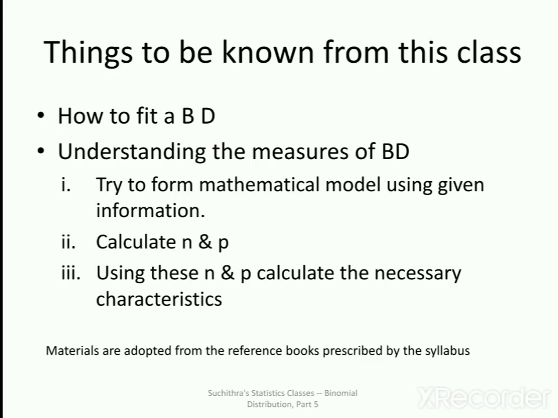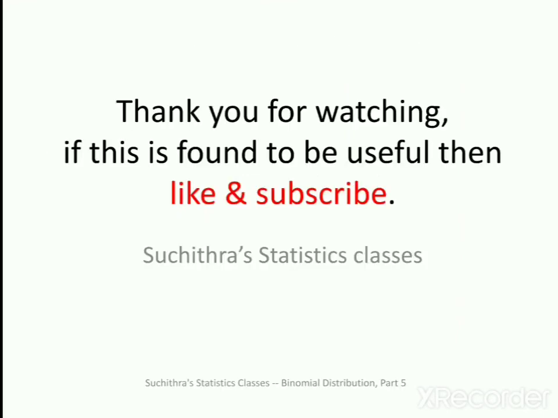So what are the things to be known? How to fit a binomial distribution, and understanding the measures of binomial distribution. For that, try to build a mathematical model, calculate n and p, and using that n and p calculate the necessary characteristics.